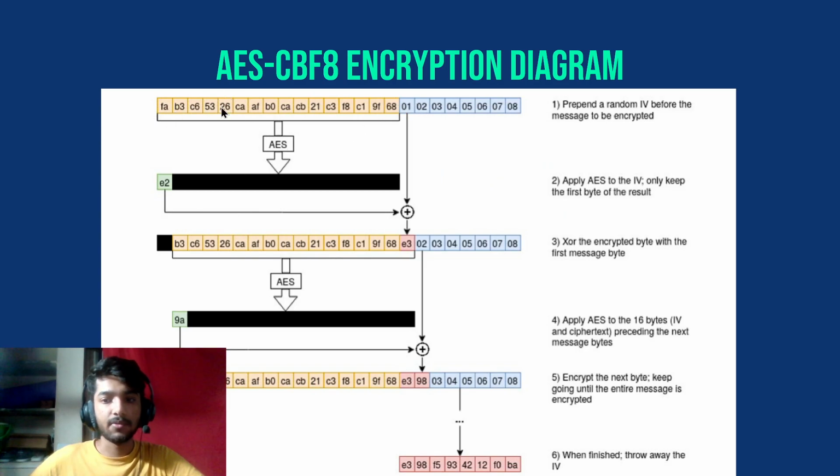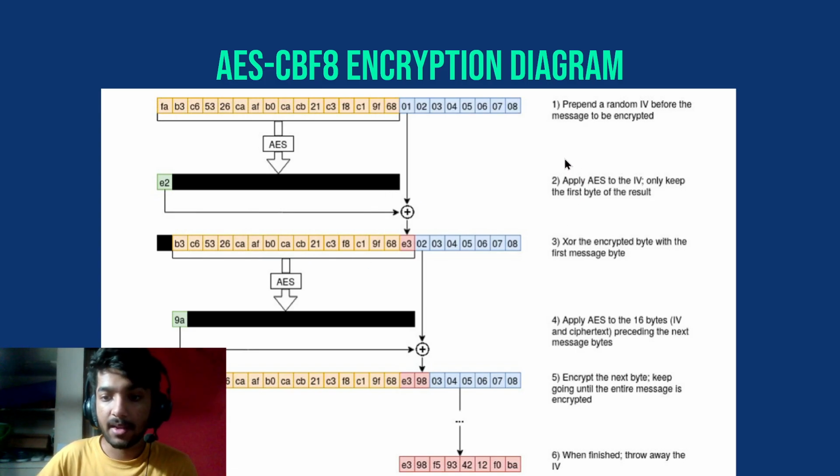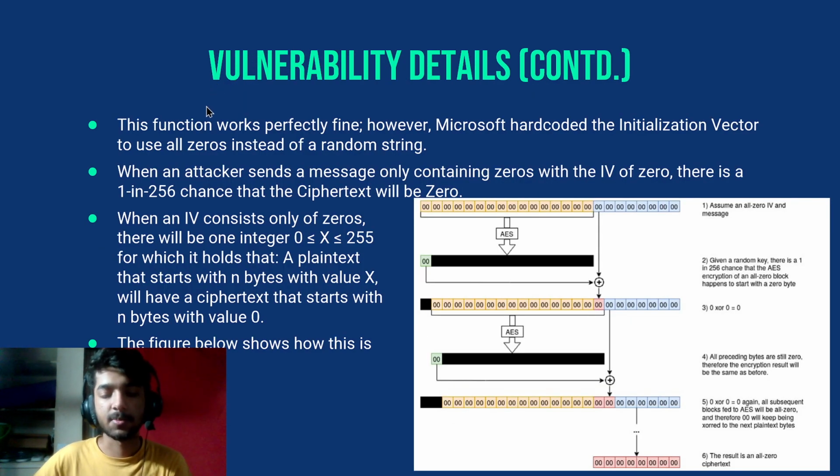Here we can see that we prepend a random IV before the message is encrypted. We apply AES to the IV and only keep the first byte of the result. We XOR this encrypted byte with the first message byte, and then apply AES again to the 16 bytes of IV and ciphertext preceding the next message byte. We encrypt the next byte and keep going until the entire message is encrypted. When finished, we don't use the IV anymore, we throw it away. This function works perfectly fine.